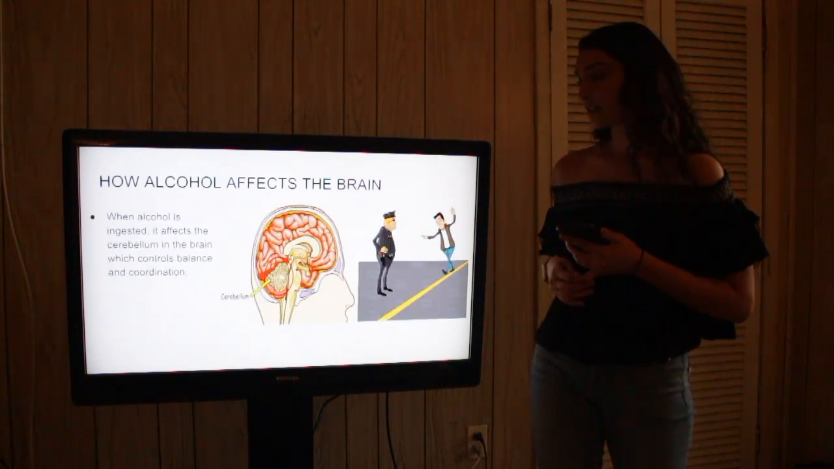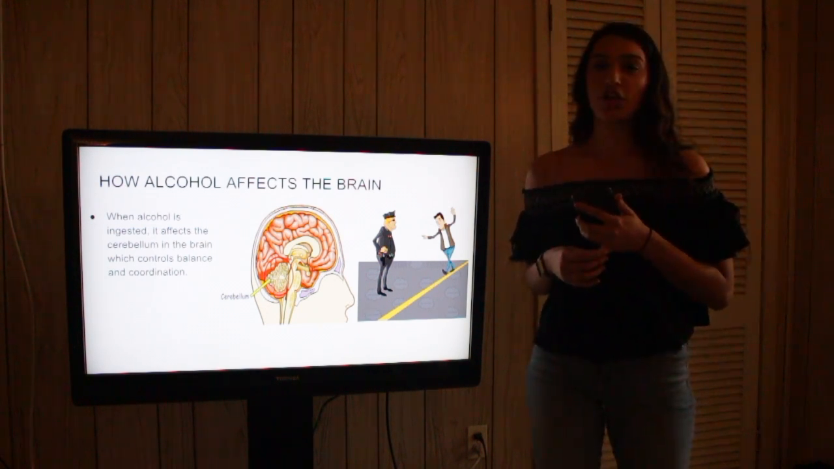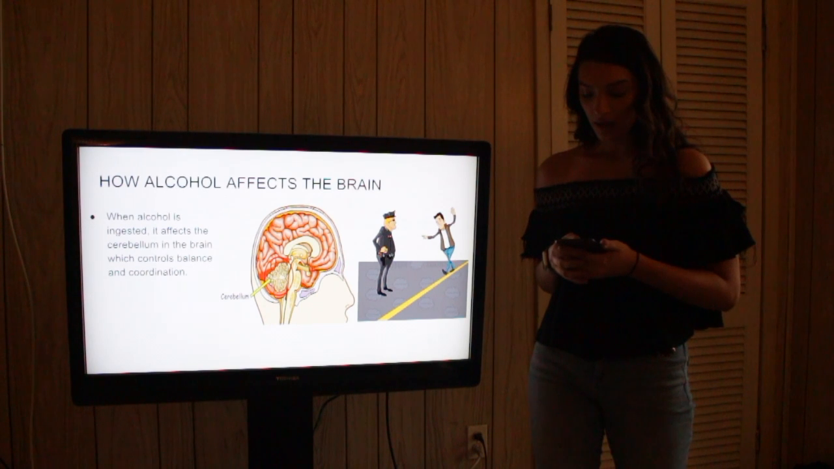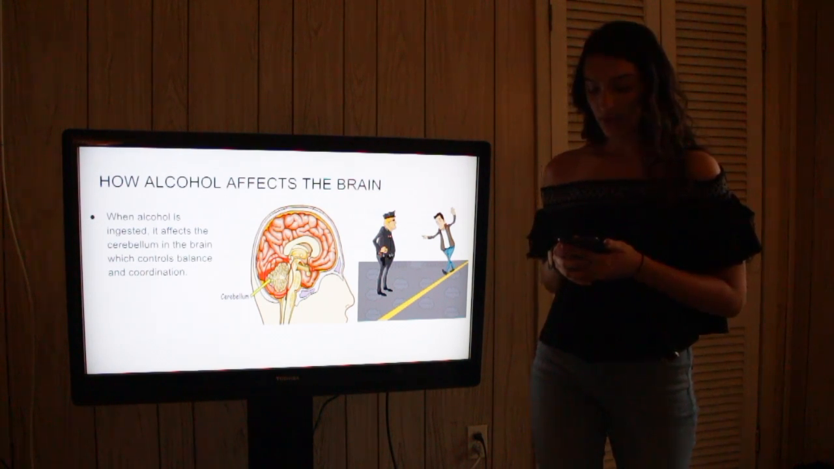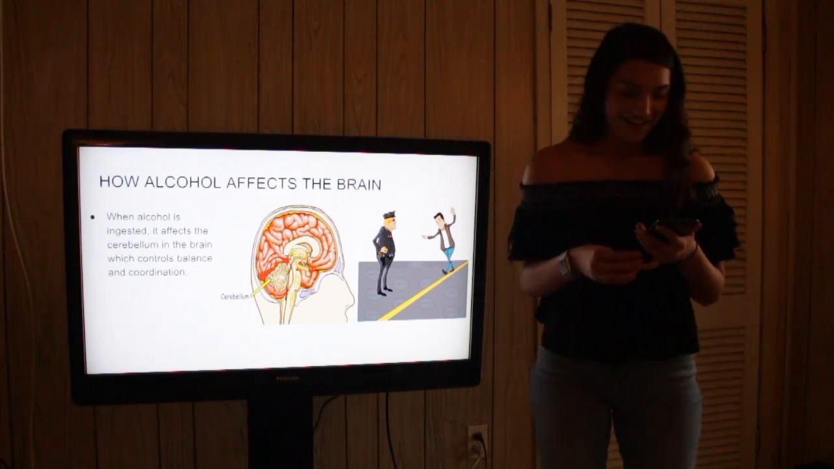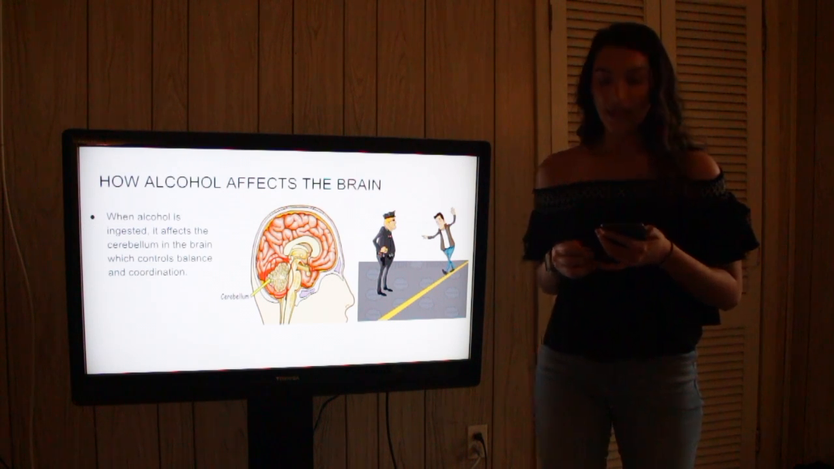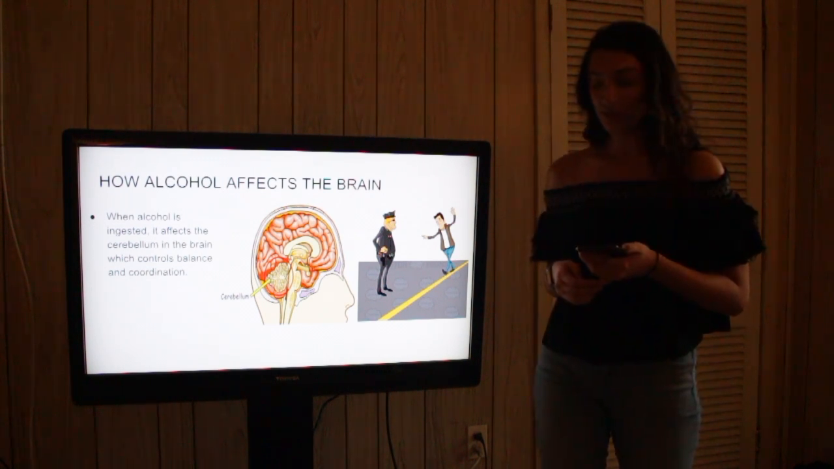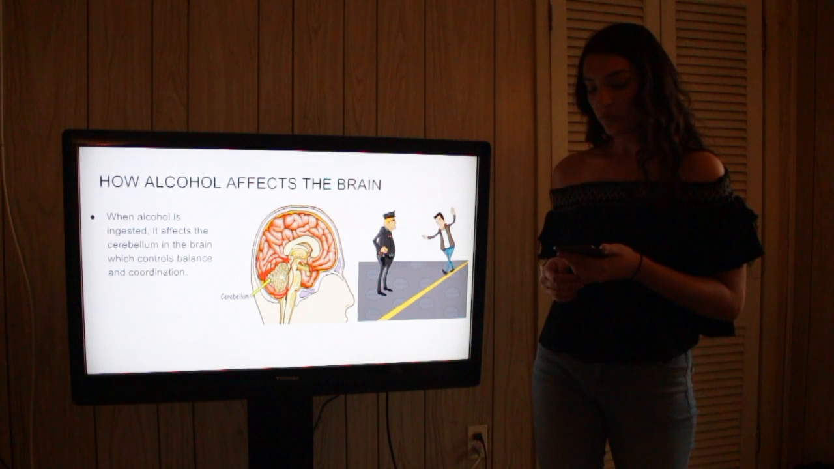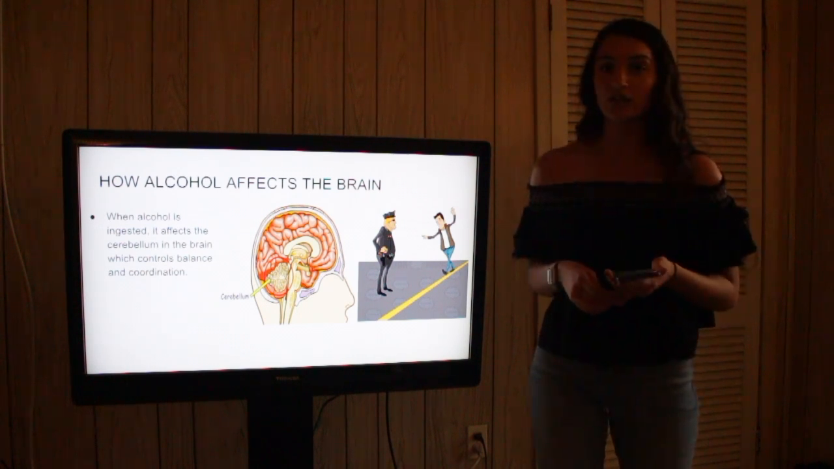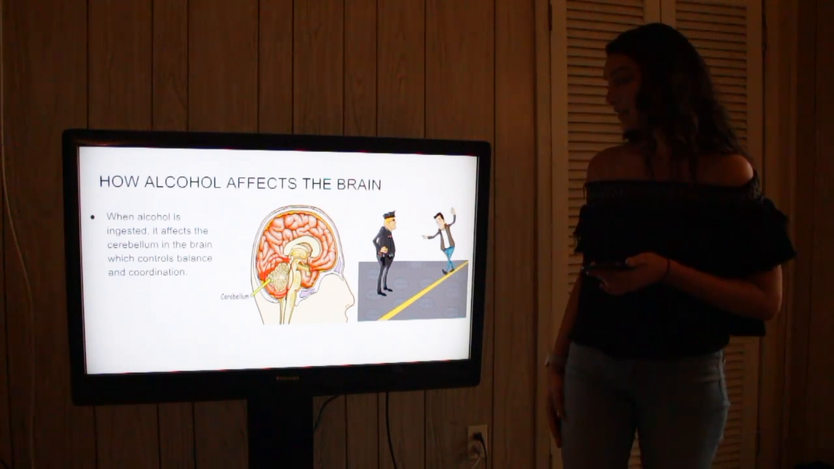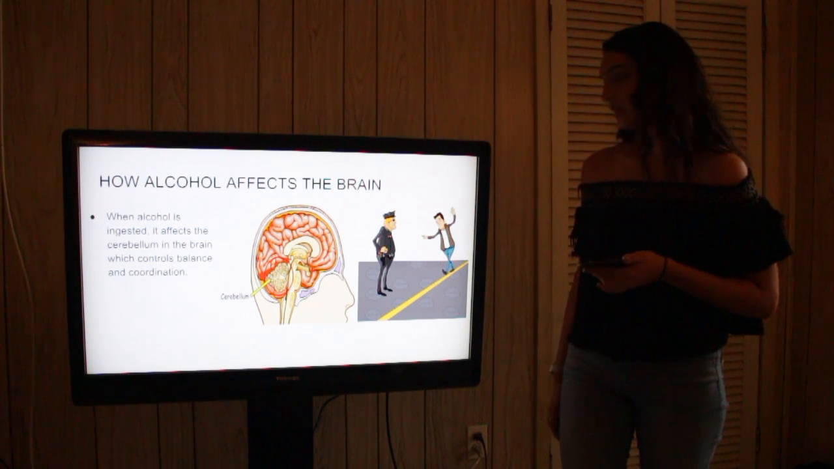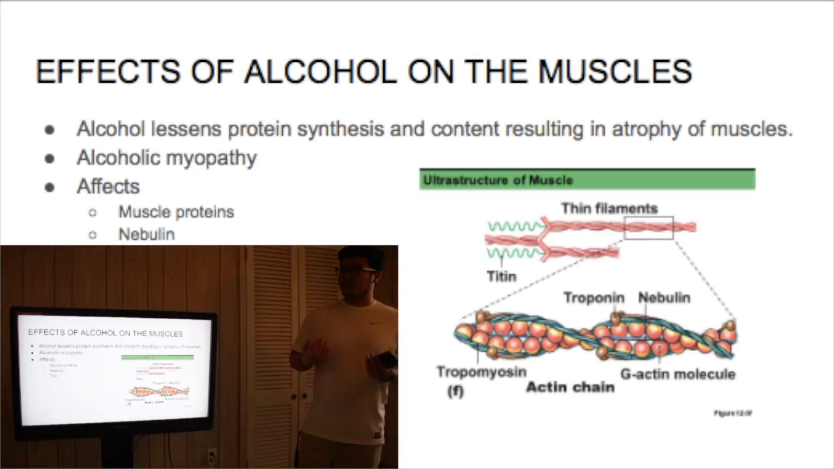Alcohol also affects the part of the brain called the cerebellum, which is in charge of balance and coordination. So when alcohol is consumed, gaits become off balance and movements are no longer coordinated, which is why they would fail to walk in a straight line during the straight line walk test when testing for alcohol consumption.